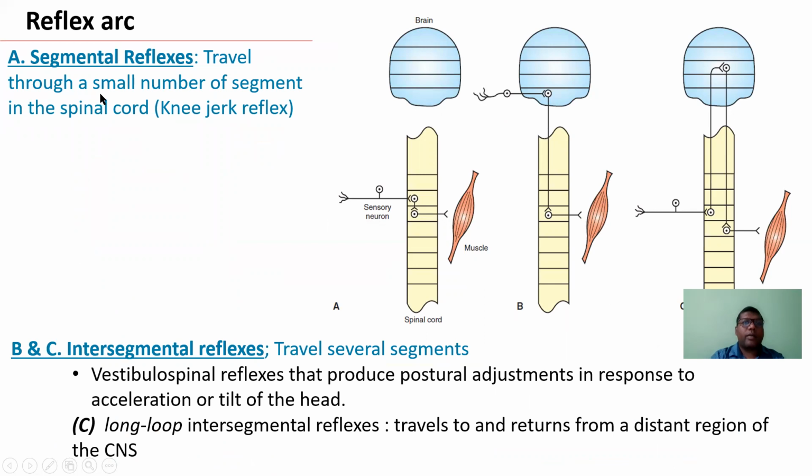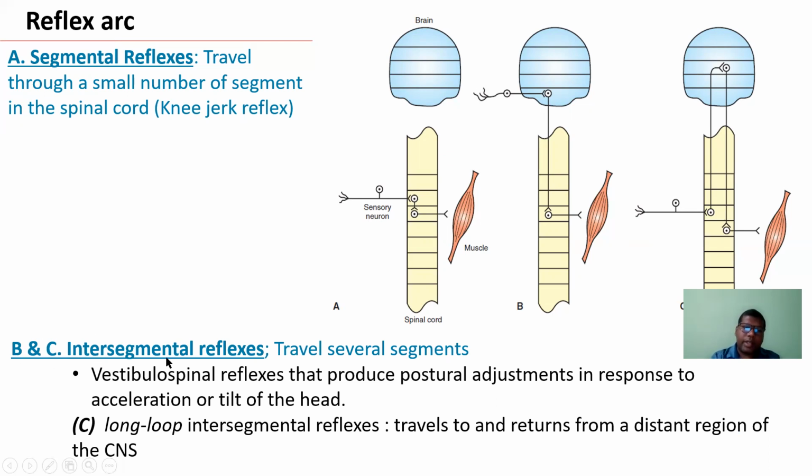So in reflex arcs, we have segmental reflexes. So that travel through a small number of segments in the spinal cord. For example, the knee jerk reflex. So this is the brain and spinal cord. This is the sensory neuron. When the sensory neuron takes the information, they synapse through the interneuron, or they can directly synapse with the motor neuron, and they act upon the muscle target organ. So the travel distance or segment is very, very small. The sensory neuron, then directly the motor neuron, and act upon the muscle, and the function is done.